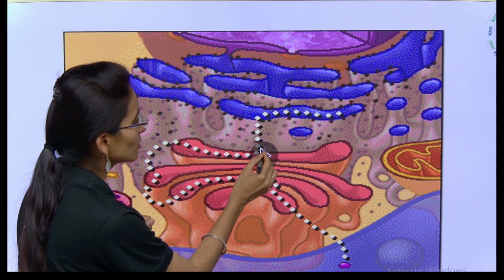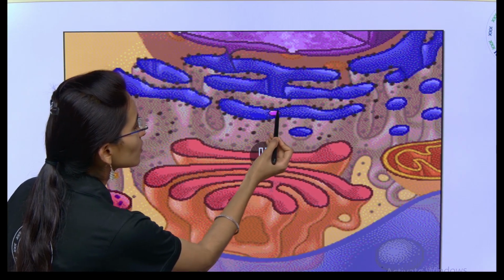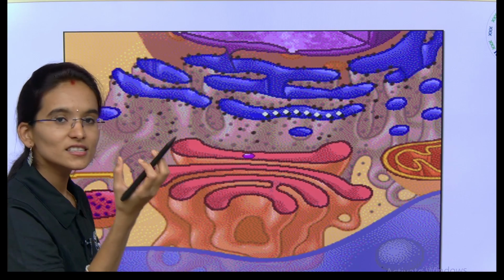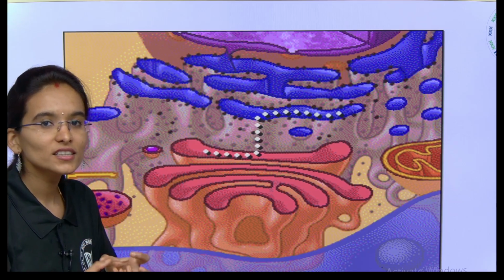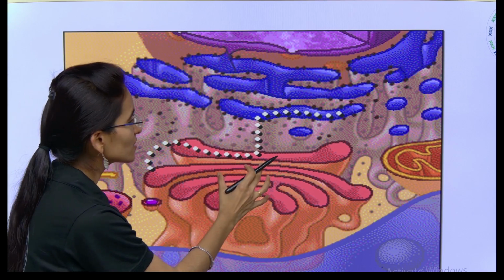From the trans phase the proteins are released outside. Clear with this? So again, observe it clearly. Here the proteins come from the endoplasmic reticulum and are stored in the vesicles. The vesicle will carry them, and after carrying, they will reach this cis phase.